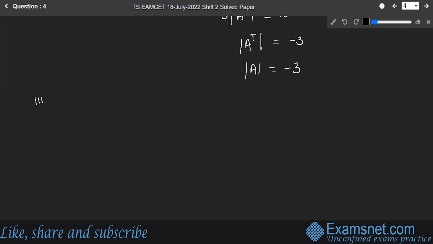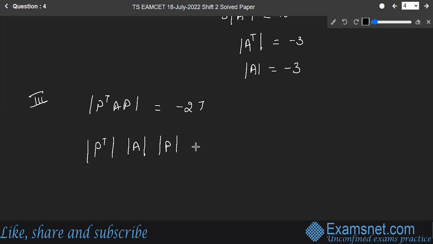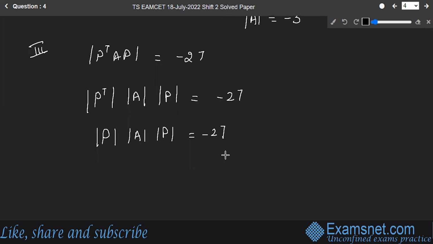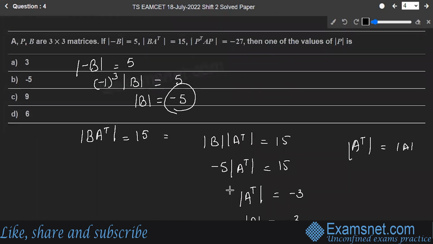The third thing that you had was determinant of P T A P is equal to minus 27. This can be written as determinant of P matrix transpose into determinant of A matrix into determinant of P is equal to minus 27. Determinant of A was equal to minus 3. So P matrix determinant square is equal to 9, which gives you determinant of P is equal to plus minus 3. Okay, so we have two values for the determinant of P, that is plus minus 3. We don't have the minus 3 as an option, so plus 3 is the available option. Hence, option A stands to be the correct answer.